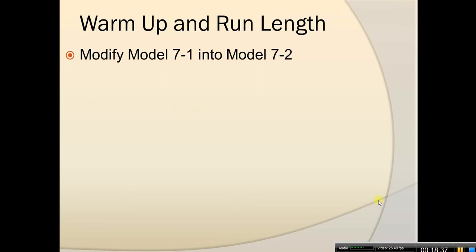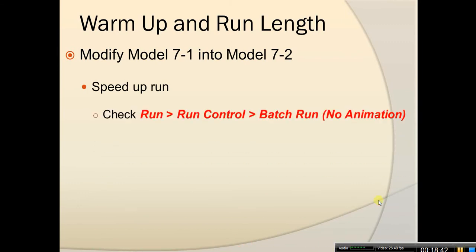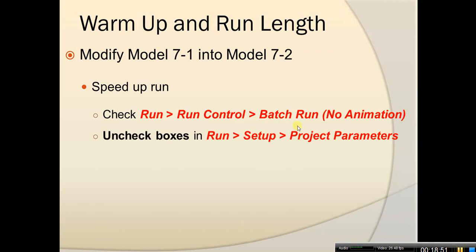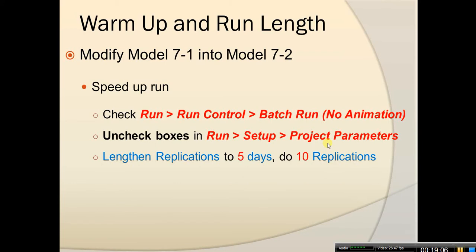As you see, we have modified the model 7.1 into 7.2. To speed up the run, we selected no animation, so we went to run control, batch run. We haven't unchecked the boxes yet, so we can uncheck the boxes in run setup and project parameters. That would also speed up the run because no statistics will be collected. And we want to lengthen the replication to 5 days and do 10 replications. That's the part that we haven't done yet. So let's go ahead and do that and then rerun again.